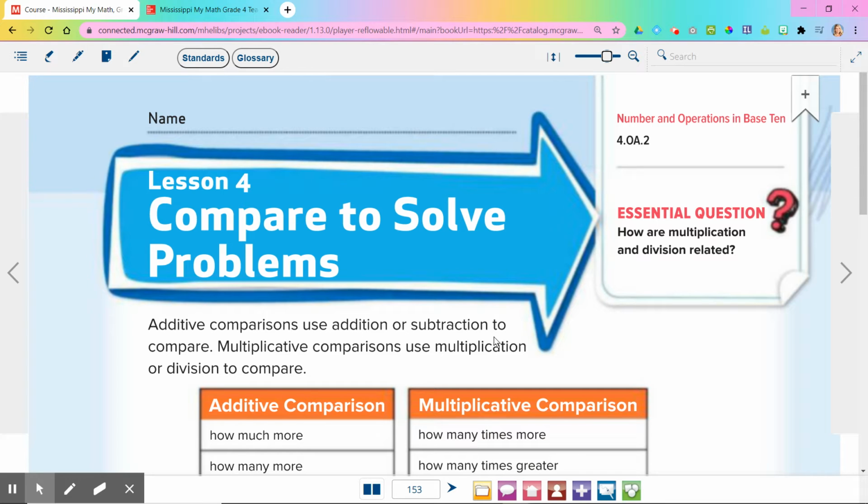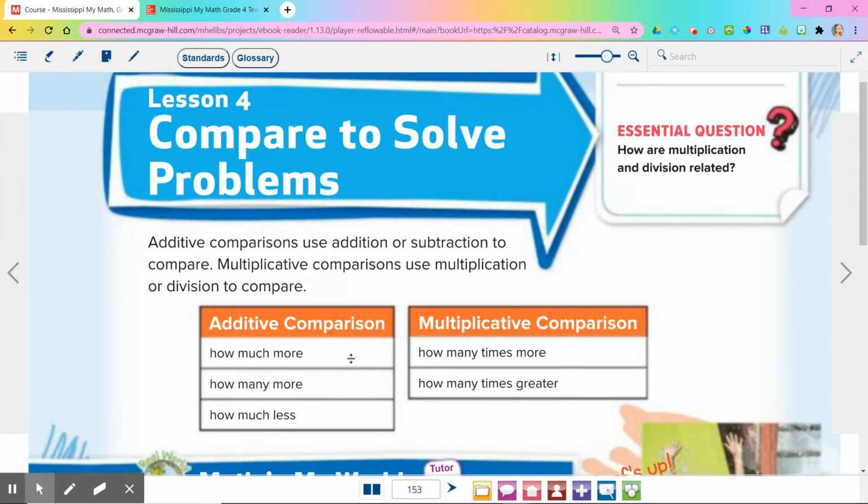All right, hey girls, today we are looking at lesson 4 in chapter 3, compare to solve problems. So yesterday we looked at multiplication as comparison, and today we are going to look at some different kind of comparison problems.